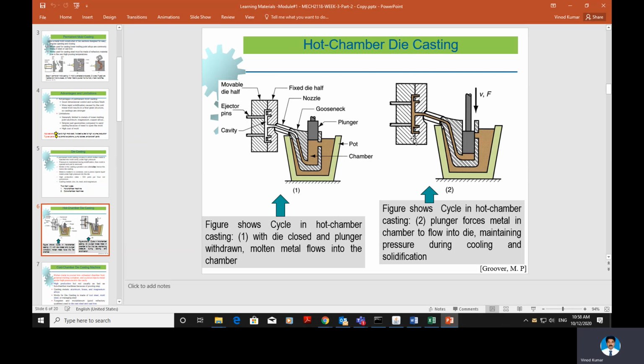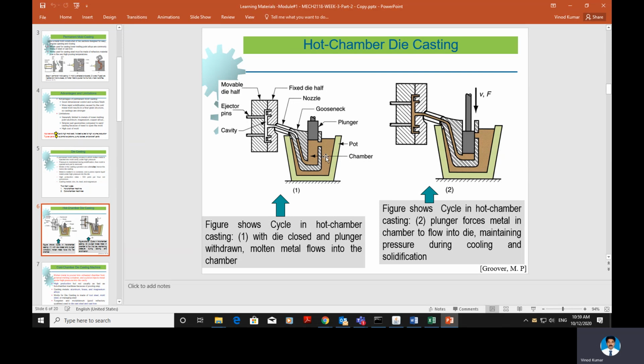Then the two dies can be separated. You can move the die outwards and separate the part from between the dies, and then you will get a final finished product. This is called hot chamber die casting.